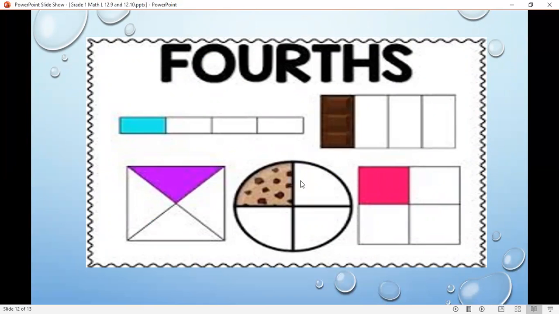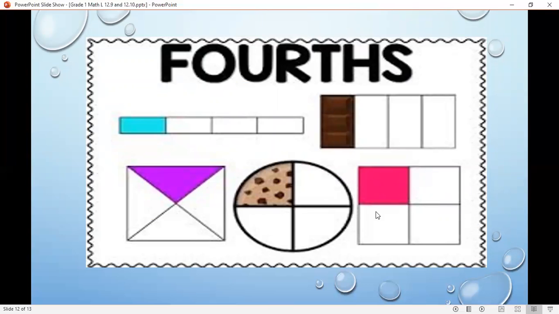And here is our cracker, yes, or pizza. Let's pretend you want to eat a pizza with your friends and you split it in half and then again from side to side and you get a quarter. So you will have 4 slices of pizza.